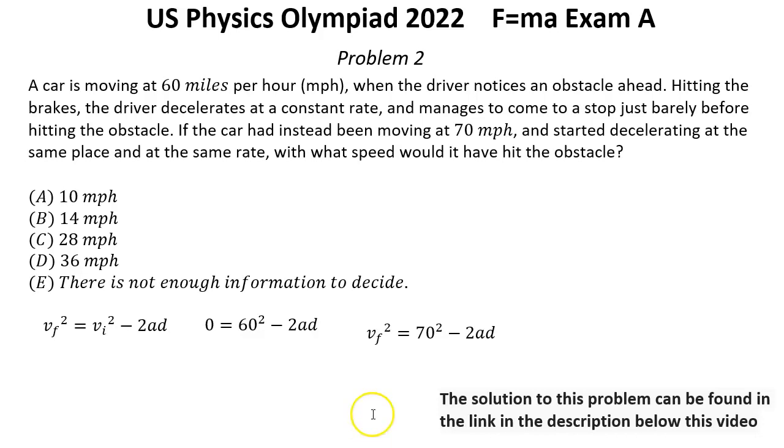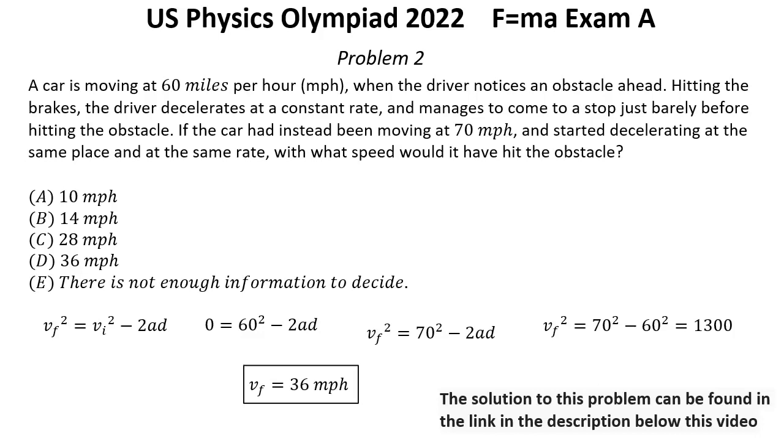Now we can subtract the second equation from the third and find that v final squared in the second case equals 70 squared minus 60 squared, which is 1300, and the final speed equals 36 miles per hour. This is answer D, and that was the solution for problem number 2.